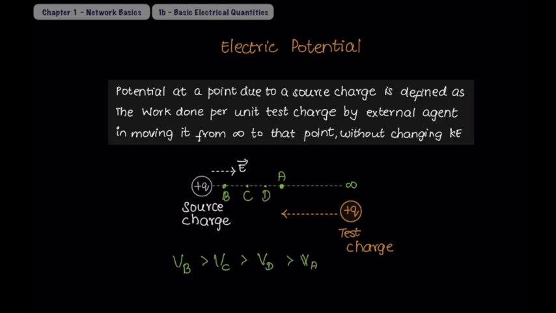This is because the amount of work that I need to do to move this test charge from infinity to A is less compared to the amount of work that I need to move it from infinity to D. Similarly, it will be more when I need to move it from infinity to C, and it will be much more when I need to move it from infinity to B. So as we move closer to the source charge, the more is the work that I need to perform.